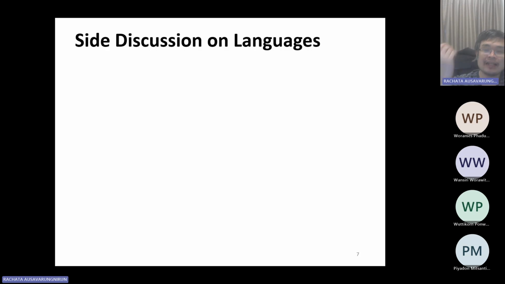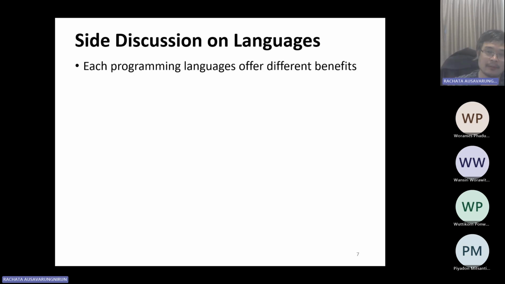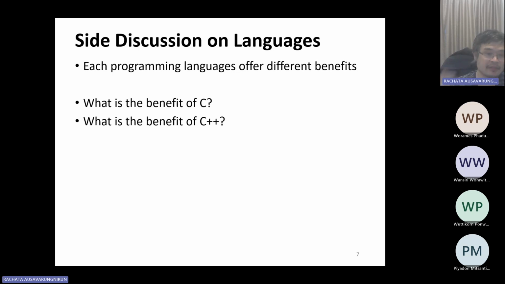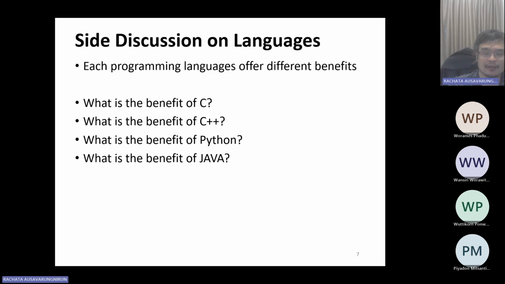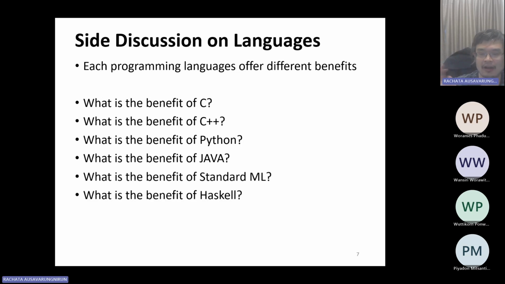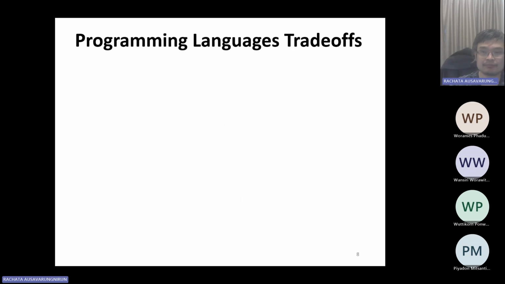All right. Then we need to have a side discussion on the language itself, because programming languages offer different benefits. One example is, let's say you program in C. You have the benefit of a really low-level programming language. C++ gives you the benefit of object-oriented programming. Python gives you a much more abstract way to define things and quickly write a script to run your program. Java, standard ML, Haskell, and functional programming languages provide different benefits. They come with a certain flavor.